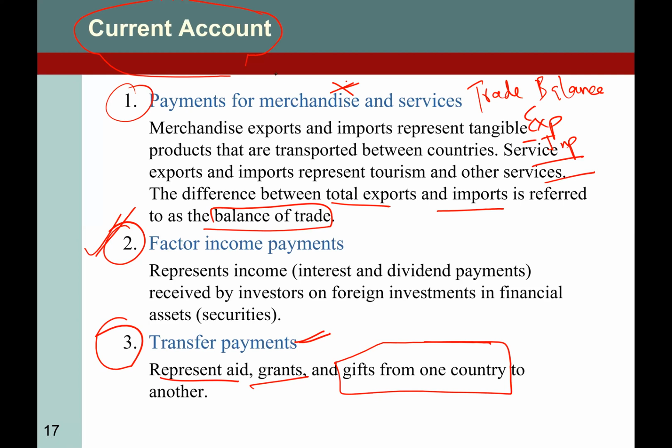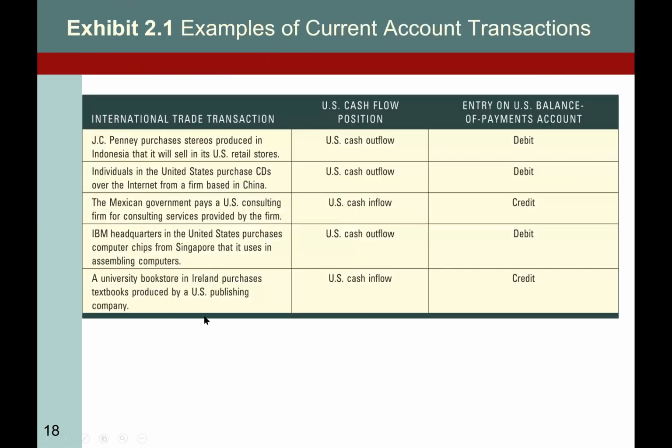We were studying that there are two accounts to check the balance of payment. Number one, the current account and capital account. Under the current account, we talked about the balance of trade or payment of merchandise and services. Number two, factor income payments. Number three, transfer payments. Majority belongs to the balance of trade, and there is less contribution when it comes to factor income and transfer payments. So we have an example of current account transactions.